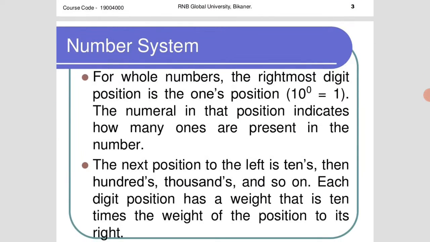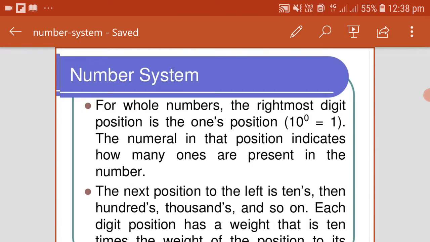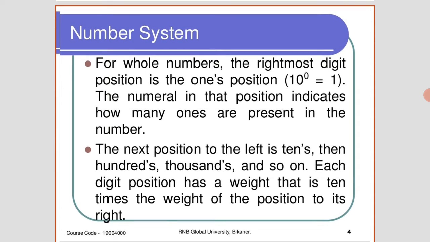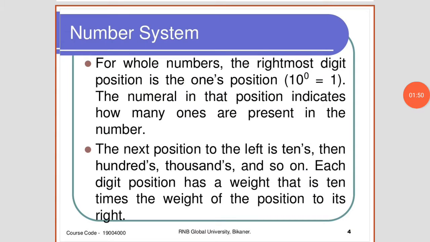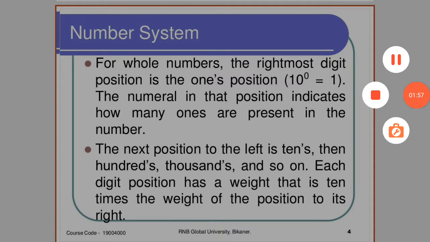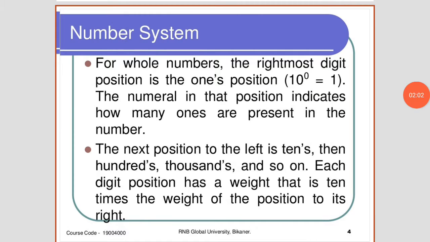For whole numbers, the rightmost position is the ones position. 10 raised to 0 is equal to 1. The number in that position indicates how many ones are present in the number. The next position to the left is tens, then 100, 1000 and so on. Each digit position has a weight that is 10 times the weight of the position to its right.